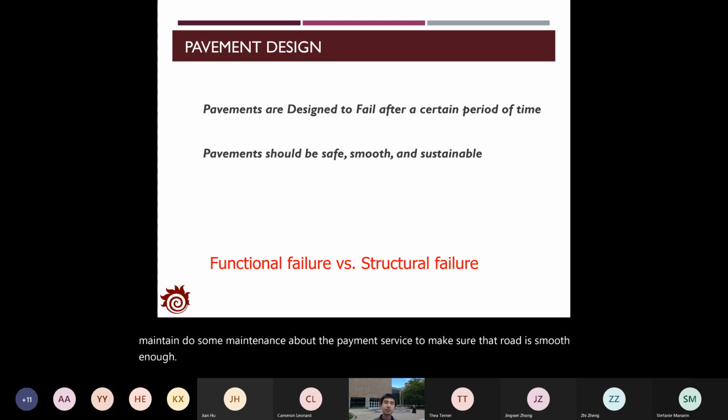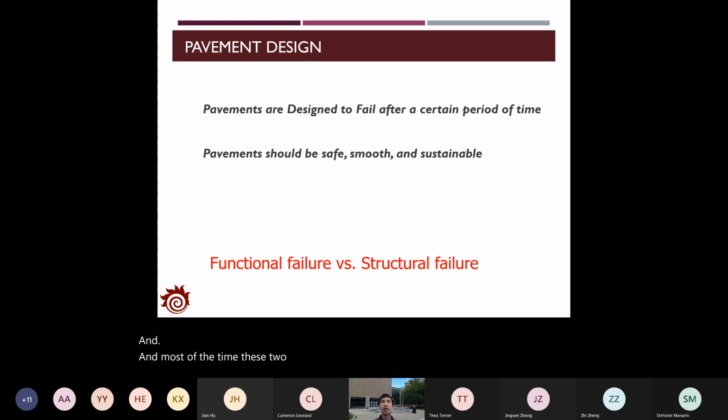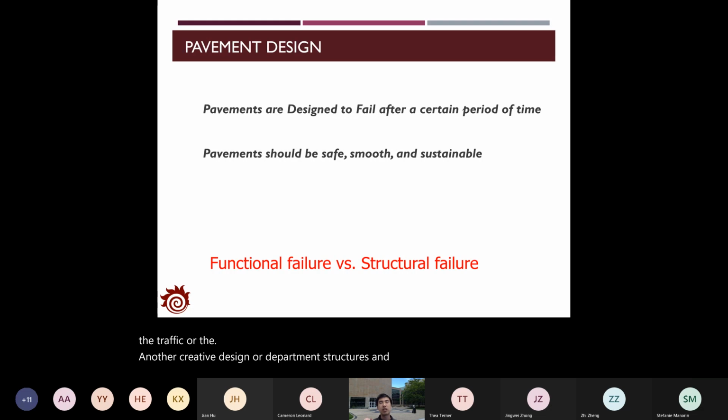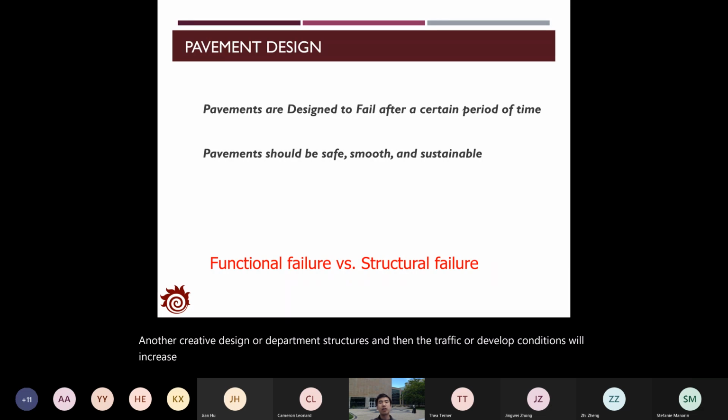And most of the time, these two types of failures could be caused by very heavy traffic loads, or inadequate design of the pavement structures, and then the traffic or the weather conditions will make the pavement conditions even worse.